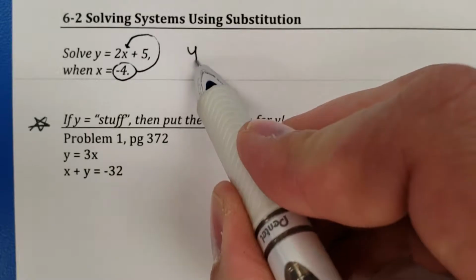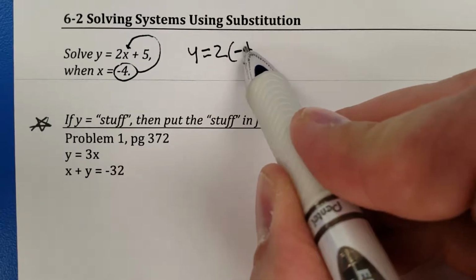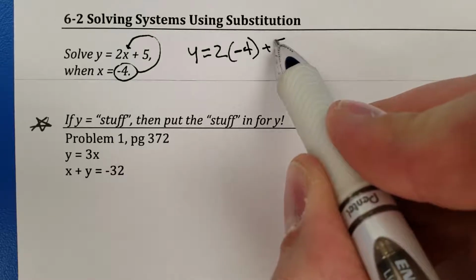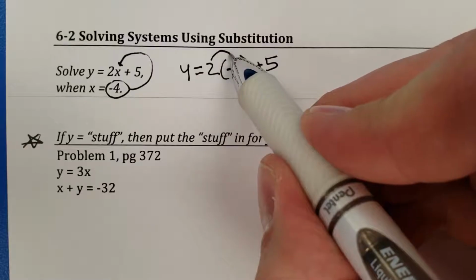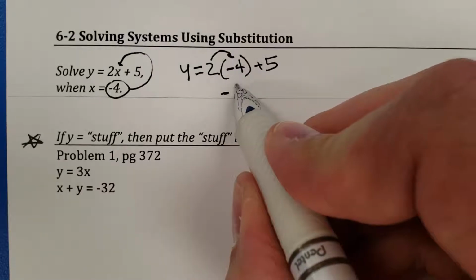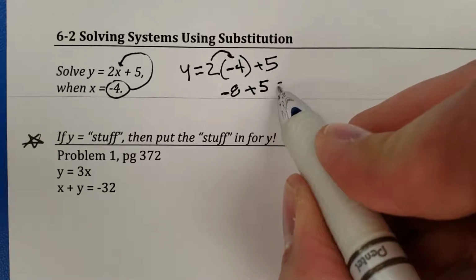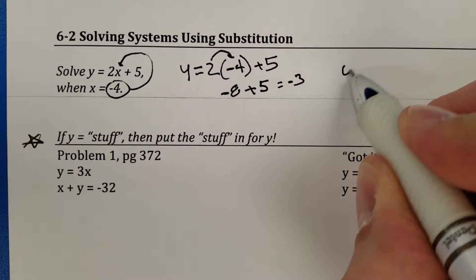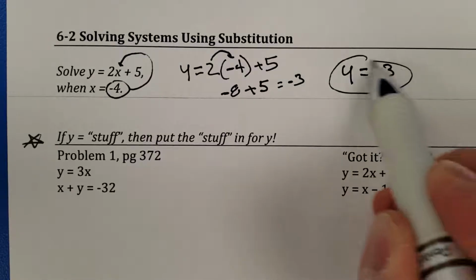So y is now going to equal 2 times negative 4. I like to use brackets when I substitute. You will too when you do this. Do a little multiplication here. 2 times negative 4 is negative 8. Negative 8 plus 5, I believe, is negative 3. Okay, here we go. y is going to equal negative 3. All done. There we go.